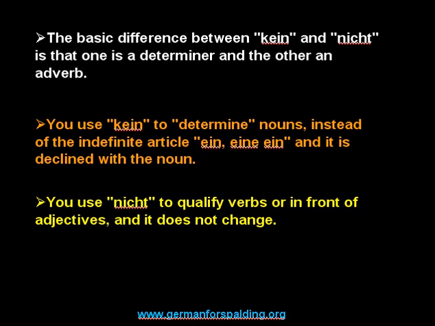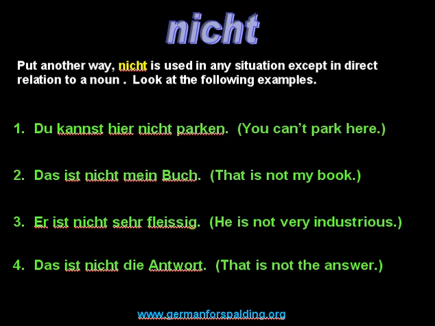Okay? You use nicht to qualify verbs or in front of adjectives, and it does not change at all. So remember, kein is for nouns, and nicht is for verbs or adjectives, and kein can decline or change, and nicht does not. Let's take a closer look at nicht. Nicht is used in any situation except in direct relation to a noun. Let's look at the following examples.